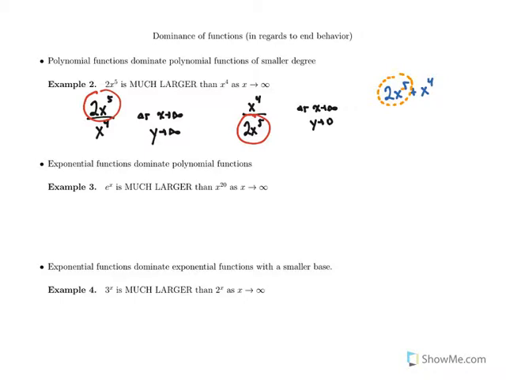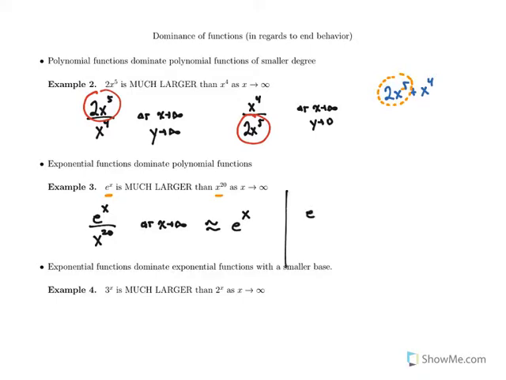The one that's going to come into play a lot for us is the idea that exponential functions dominate polynomial functions. If you have any exponential function like e to the x, that's going to be much larger than x to the 20th or any polynomial function as x goes to infinity. So that means that if you have e to the x over x to the 20, as x goes to infinity, this is going to look like just e to the x, because x to the 20 compared to e to the x is just much, much smaller.